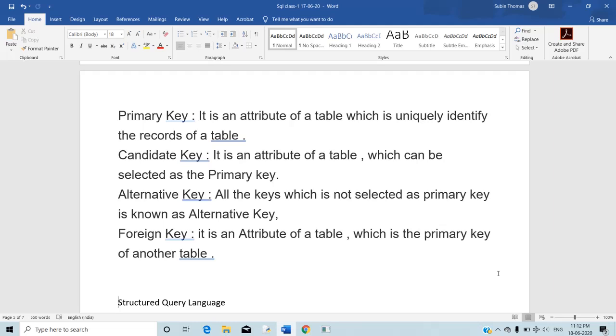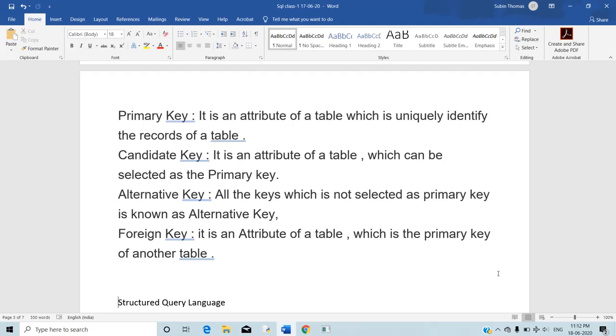The next one is the alternative key. Alternative key means all the keys which are not selected as the primary key. From the candidate keys, all the keys which are not selected as the primary key are known as the alternative key.